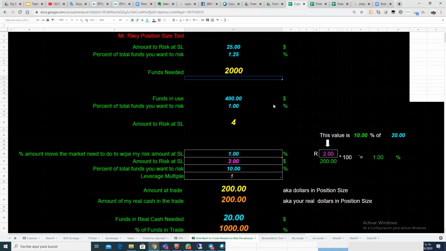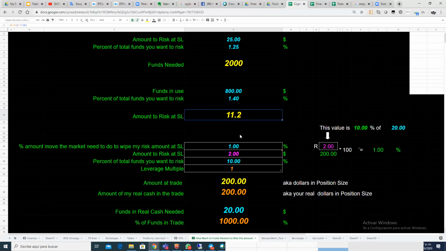Okay. Now, this one over here, I knew ahead of time the amount I want to risk, but I don't know the amount of funds I should have to risk that initial amount of money at my stop loss. This other one starts assuming I know how much fund I have. I know I have $800 in my fund, and I know I don't expect to lose more than 1.4%. So this tool easily tells me that I should use stop losses of only $11.2.